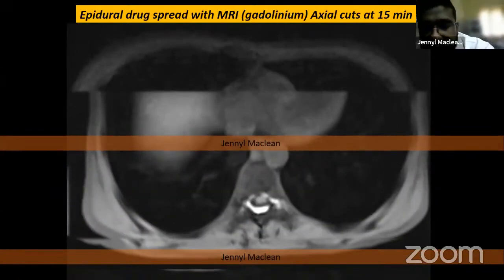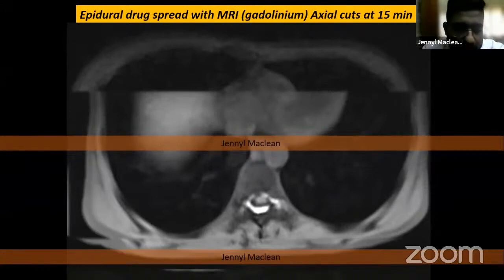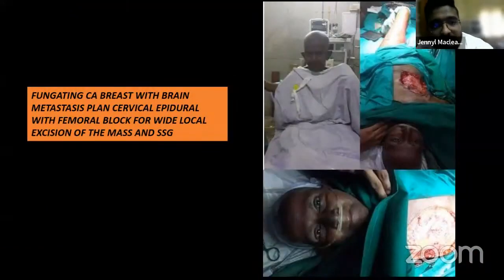The 15 minutes is the time for the drug to spread from the posterior epidural space to the anterior epidural space and exit out through the foramen. That's how the epidural works, and that's why we have to wait for 15 minutes. The drug has to diffuse into the dura mater and then be taken up by naked axons. I have performed a few cases of segmental epidural, cervical epidural, and caudal epidural.